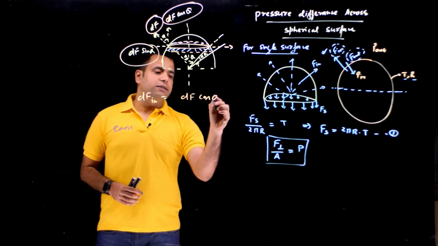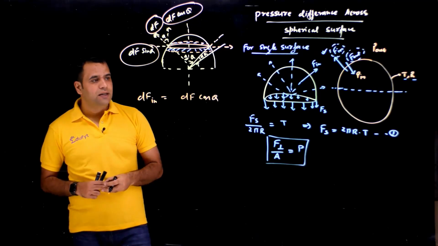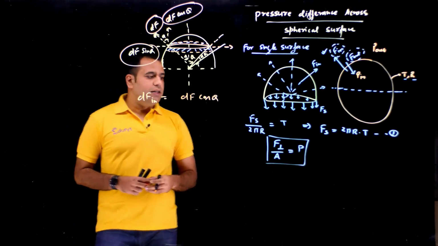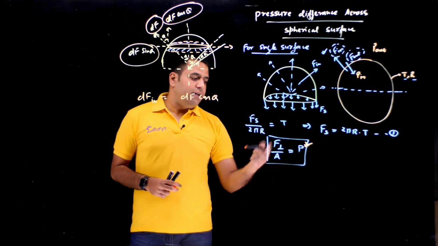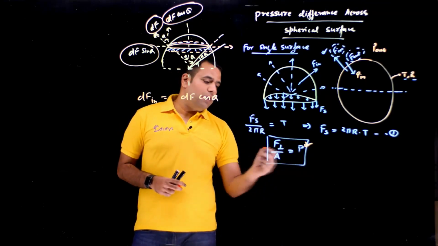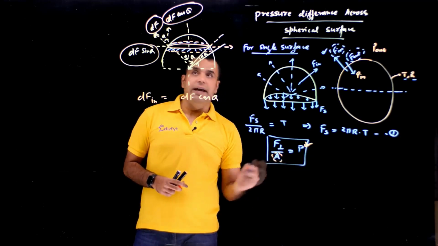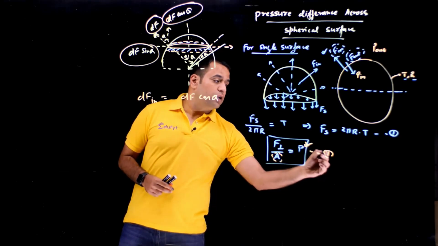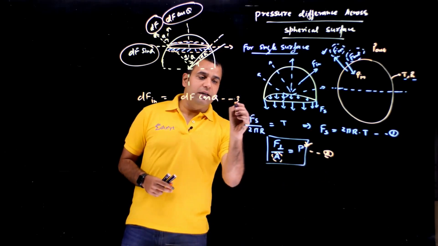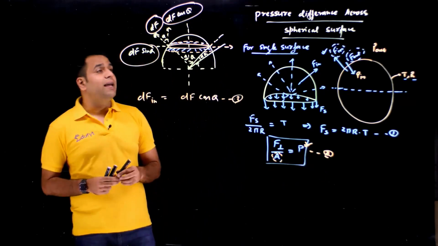that will be equal to dF cos theta. Okay. Now let's calculate the value of dF. We have this formula. This dF is coming because of P in. In this formula there is this area. We have to calculate the area of this strip. Now, this is my equation 1, 2 and this is my equation 3. So now we have to calculate the area of this strip.